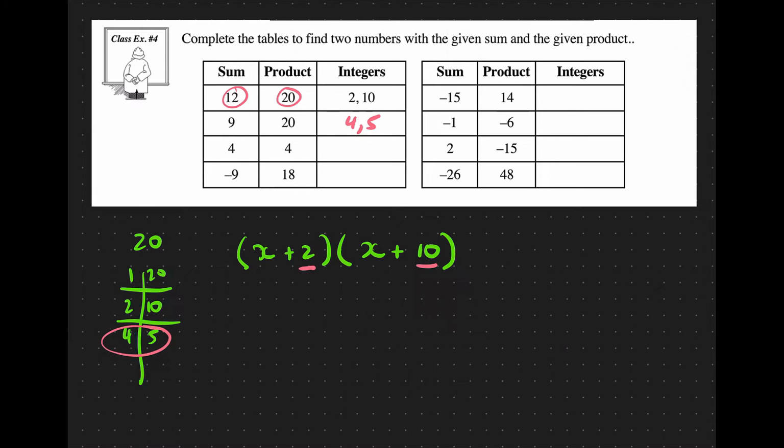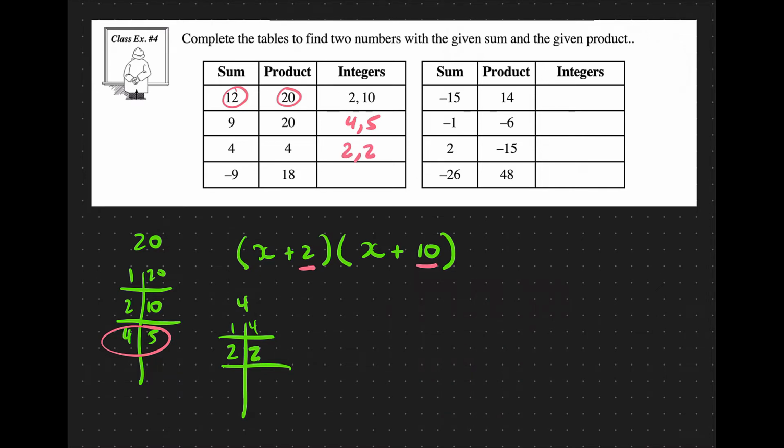So the same thing could be done for 4. What possible numbers can be put together to give us a product of 4? Well, 1 times 4 and 2 times 2. And then they need to add together to produce a sum of 4. Well, 4 plus 1 is 5. 2 plus 2 is 4. So we can see it is 2 and 2.